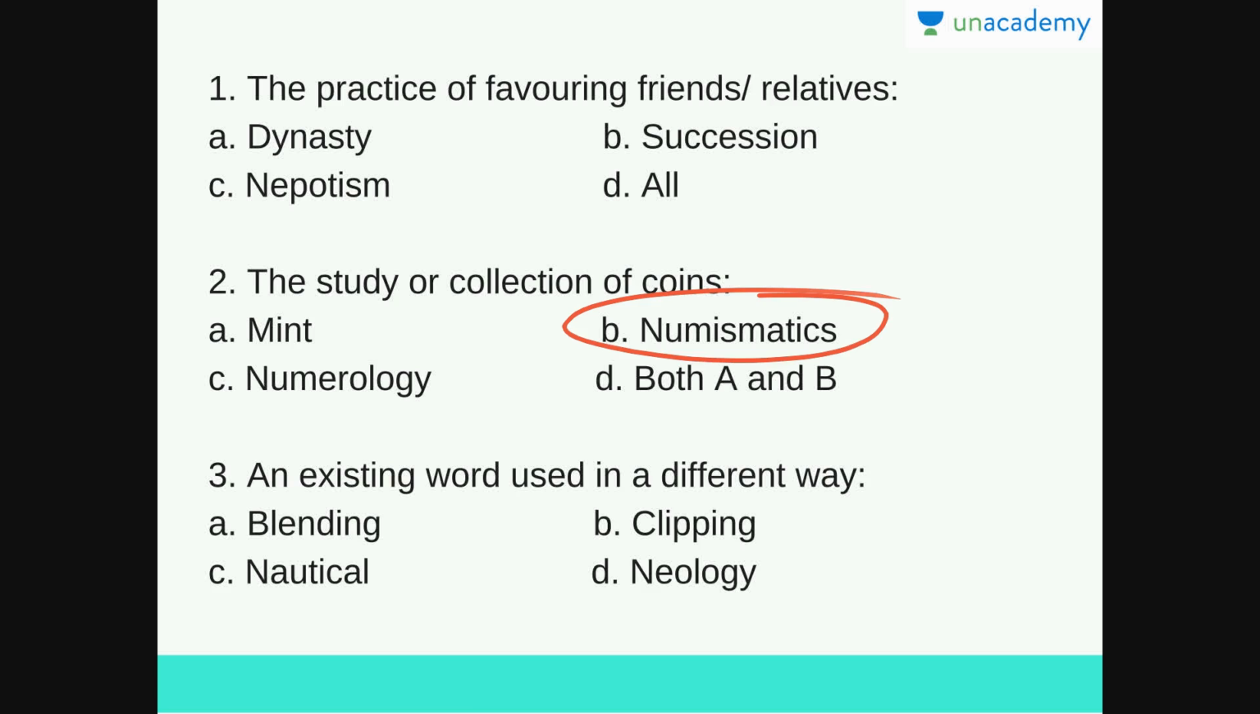Next is an existing word used in a different way. Options are blending, clipping, nautical or neology. This is also quite an easy question. The answer for this question is D, neology, an existing word used in a different way. Blending and clipping both are different ways of word formation, and nautical is something related to navigation, sailors or the sea. So the answer for this question is D, neology.